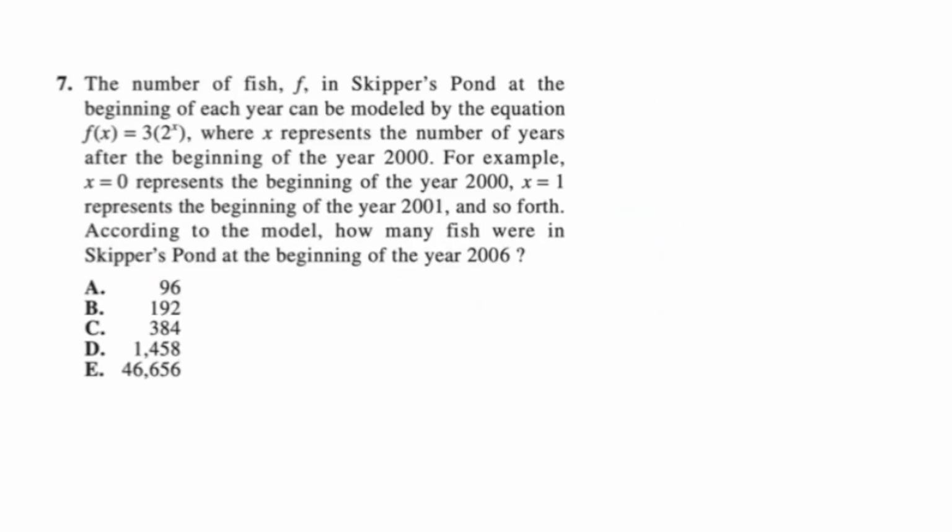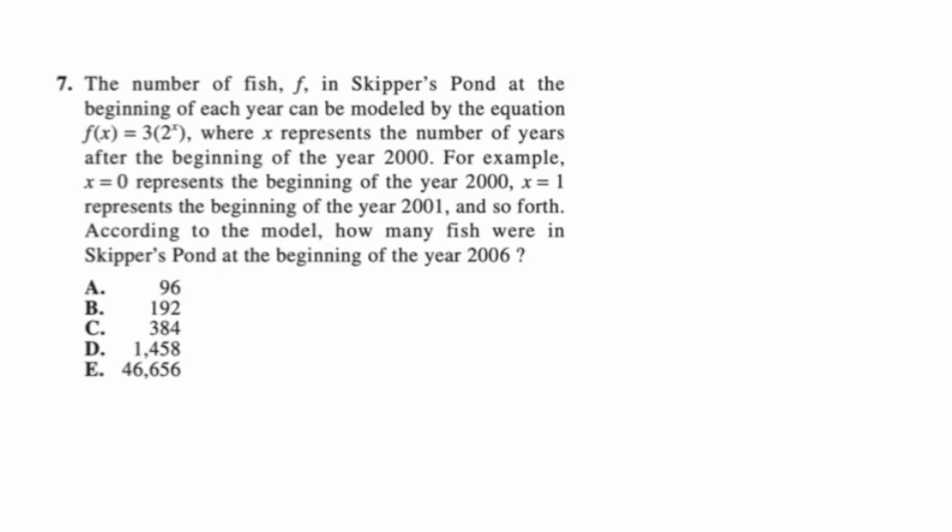All right, number 7. This is the last problem on page 1. So this is the last problem we'll do in this video. So number 7 says, the number of fish F in Skipper's Pond at the beginning of each year can be modeled by the equation f of x equals 3 times 2 to the x power, where x represents the number of years after the beginning of the year 2000. For example, x equals 0 represents the beginning of the year 2000, x equals 1 represents the beginning of the year 2001, and so forth. According to the model, how many fish were in Skipper's Pond at the beginning of the year 2006?